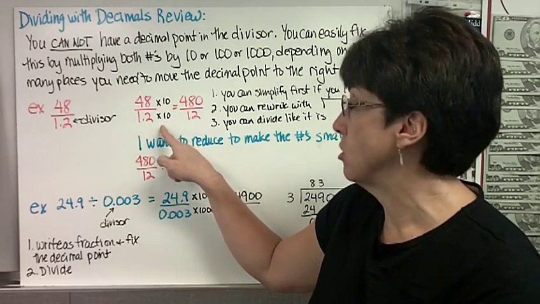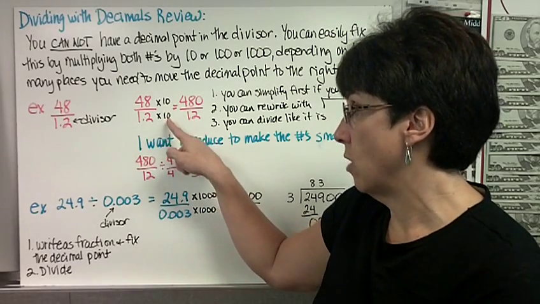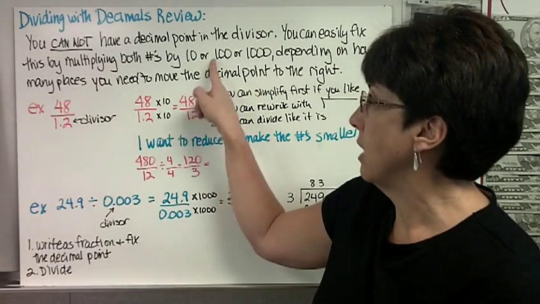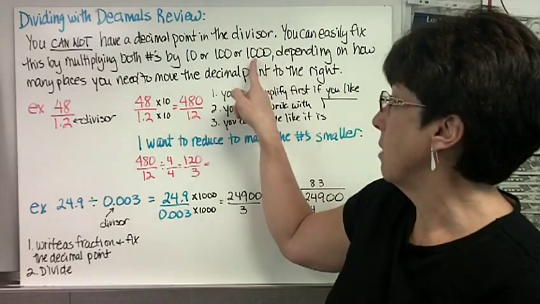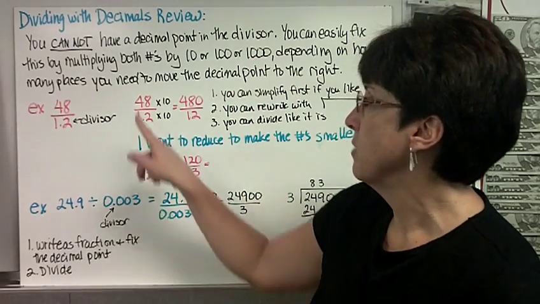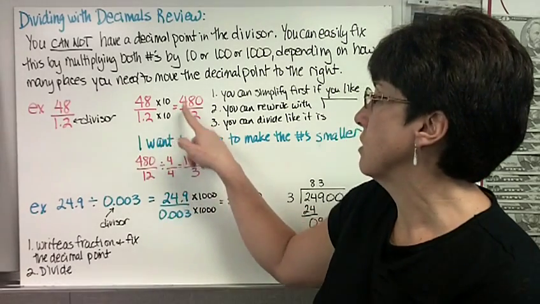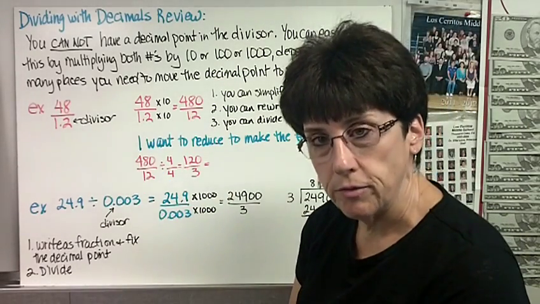Because every time you multiply by 10, you're moving the decimal over once. By 100, you're moving it over 2 places. By 1,000, you're moving it over 3 places. So you have to multiply both the numerator and the denominator by 10. That gives us 480 divided by 12.